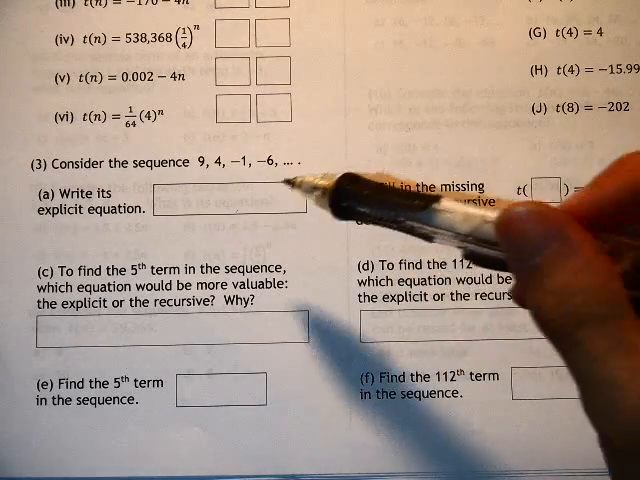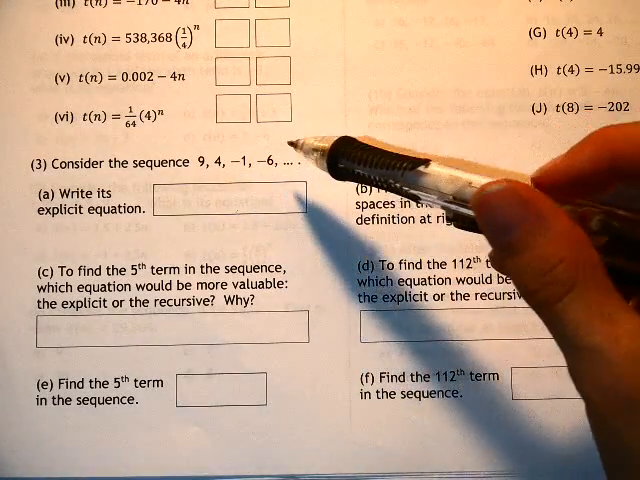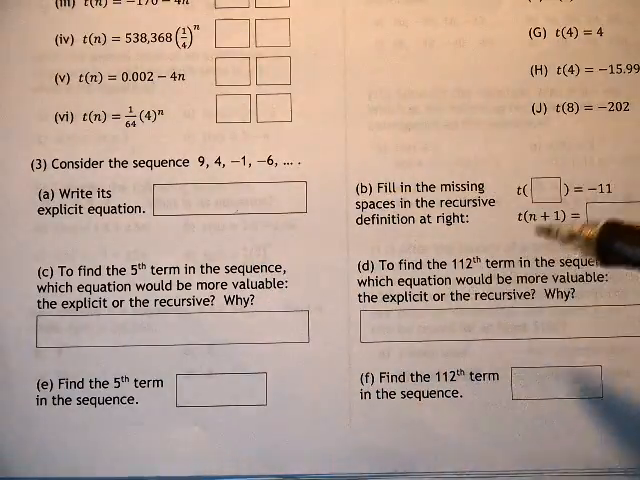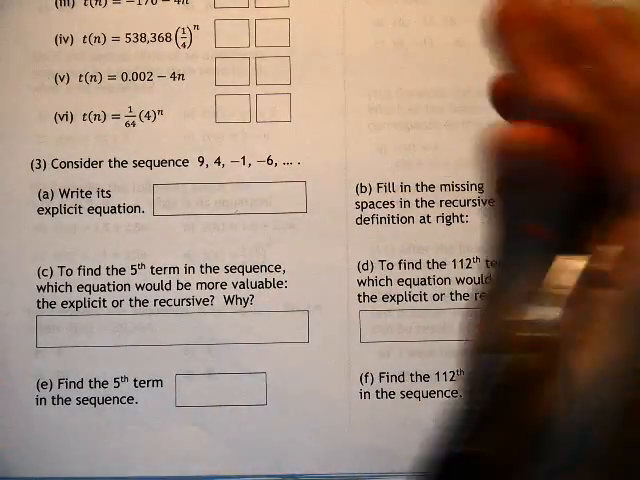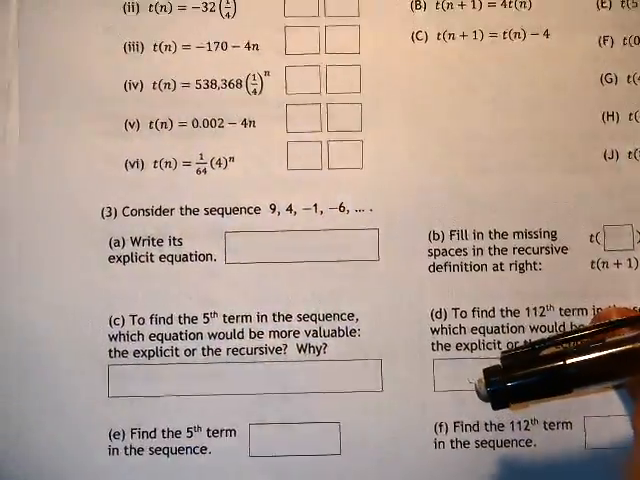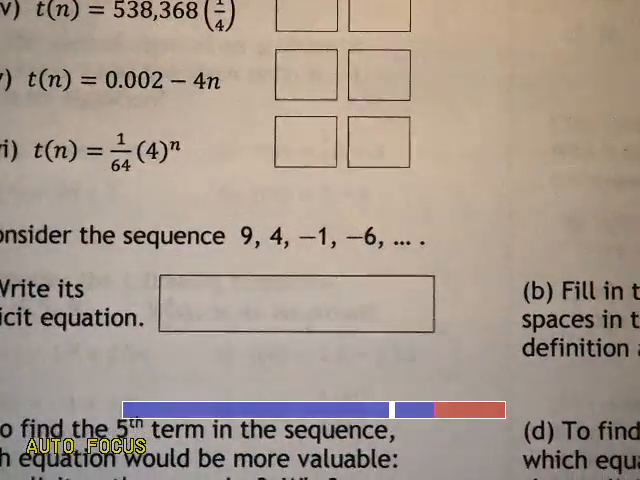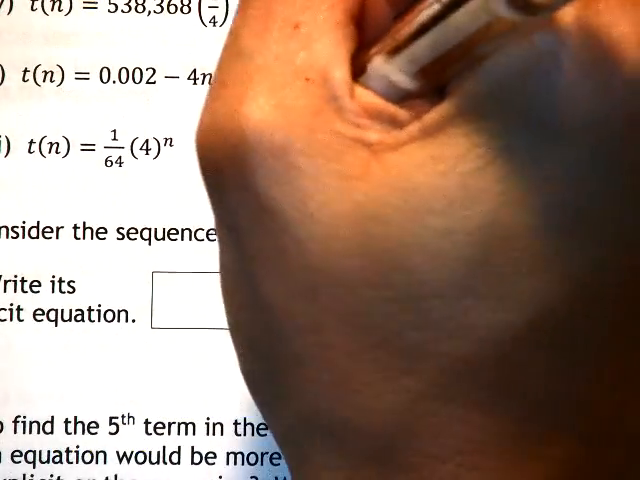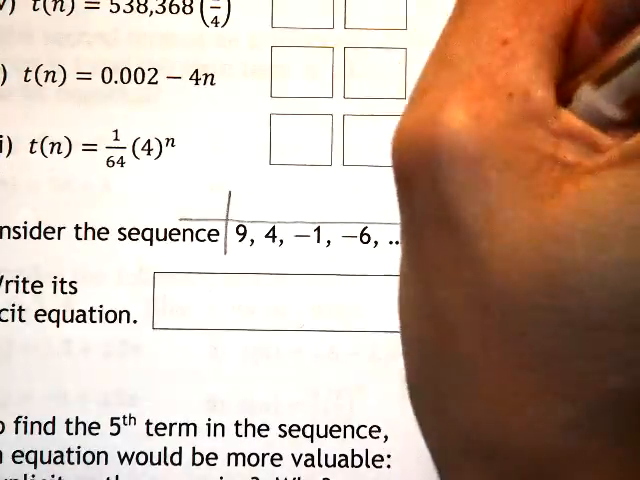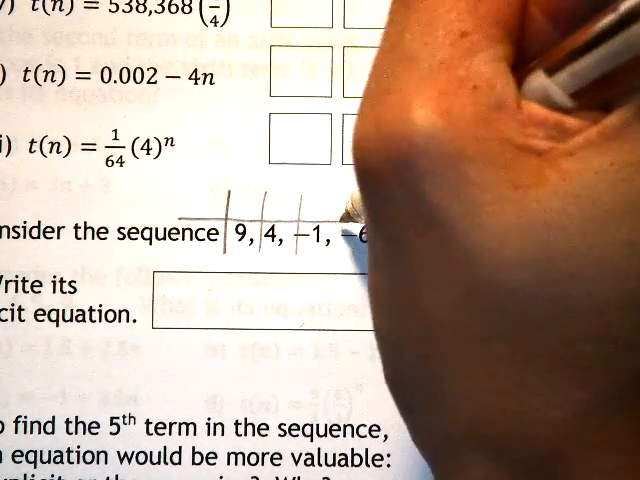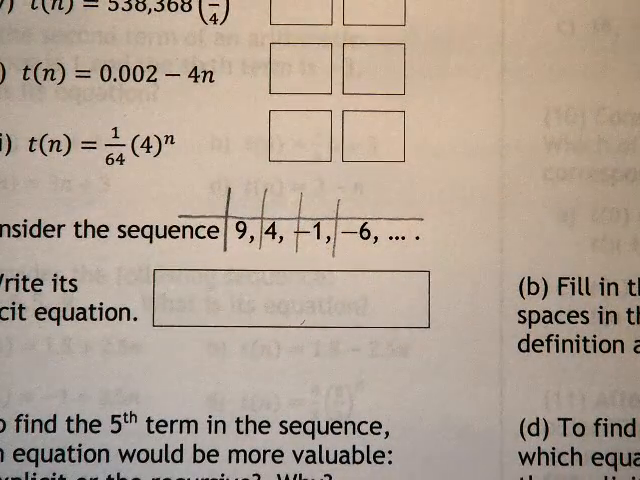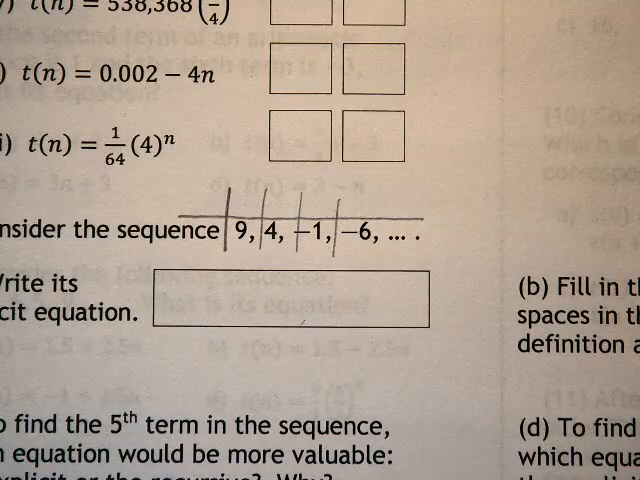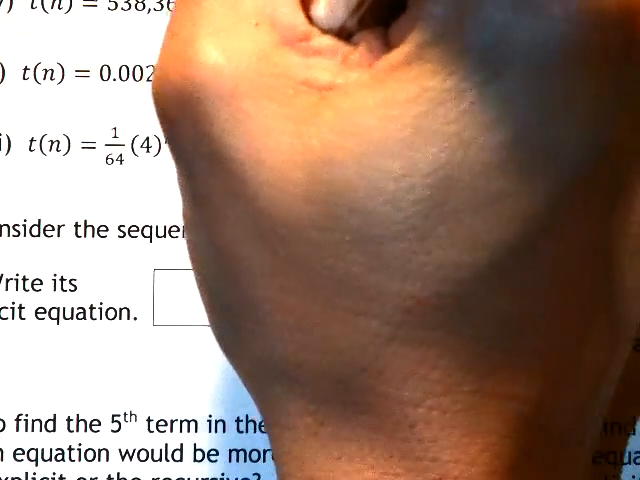For question number 3, they're going to give us a sequence, 9, 4, -1, -6, and they're going to ask us some questions about this sequence. Now, to start things, I usually recommend, if you haven't already, to consider a table of values, just because I think tables are such a helpful way of picturing a sequence.